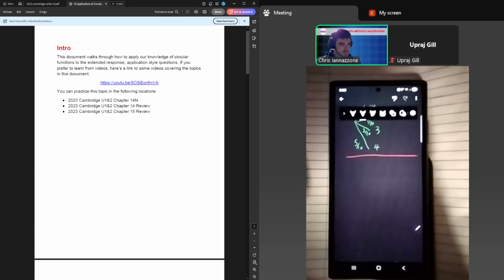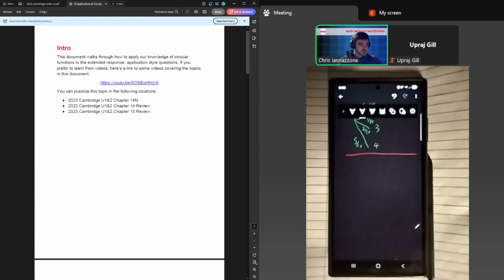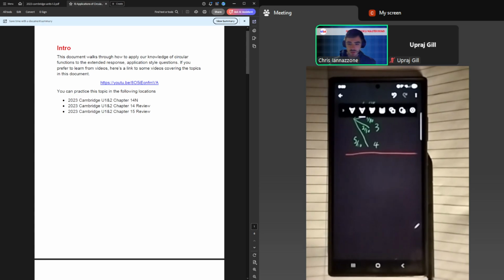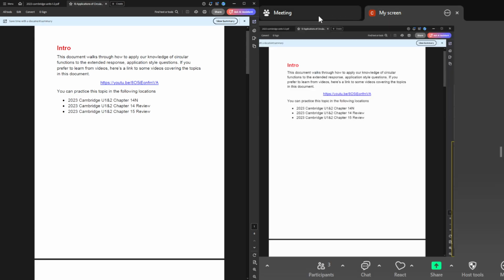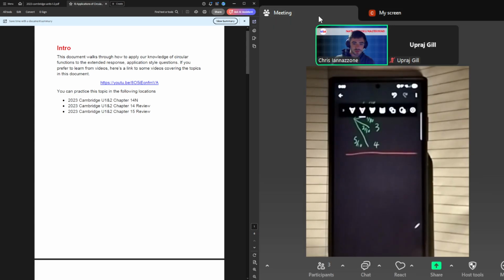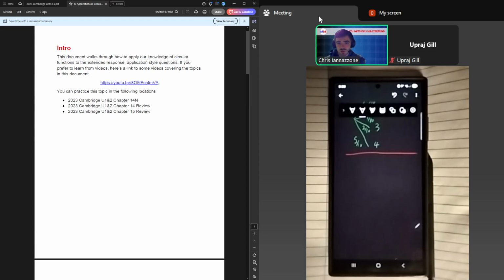Okay, let us begin. This one is going to basically cap off all of circular functions by looking at how to solve the application style questions for circular functions. It's going to be chapter 14 in the Cambridge 1 and 2 book. We'll go through the key concepts and then we'll have a look at some of the textbook questions.